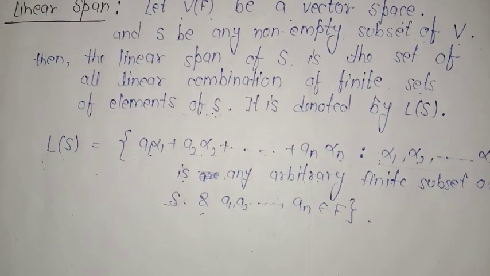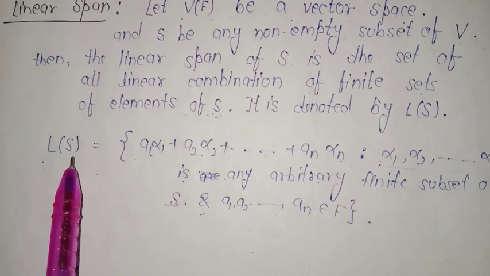In my last lecture, I was discussing the definition of linear span. Today I will continue it. Firstly, I will repeat the definition and take some examples of linear span, and then I'll prove that linear span forms a vector space. So firstly, the definition of linear span is as follows.